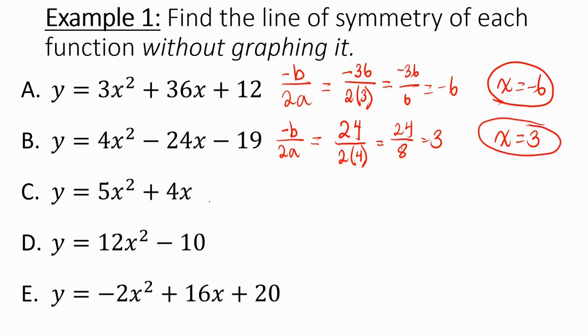Okay, for C, I need my -b over 2a. Well, in this case, my b is my 4, because that's the one that's on the x, over 2 times 5. I'm just going to go ahead and say 2 times 5 is 10. And now this one I need to simplify. How can you simplify 4 over 10? Well, they're both divisible by 2. So that can be -2 over 5. So x equals -2/5.